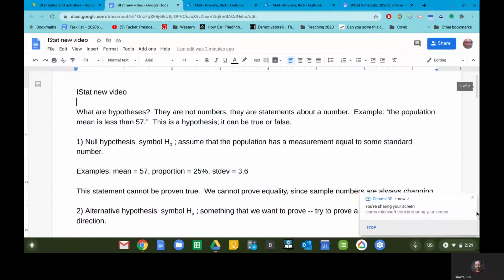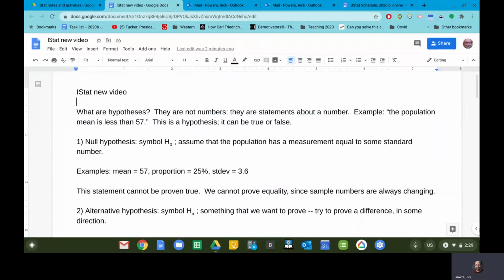So, first question, what are hypotheses? They are not numbers, they are statements about a number. For example, the population mean is less than 57. This is a hypothesis. It can be true or false.